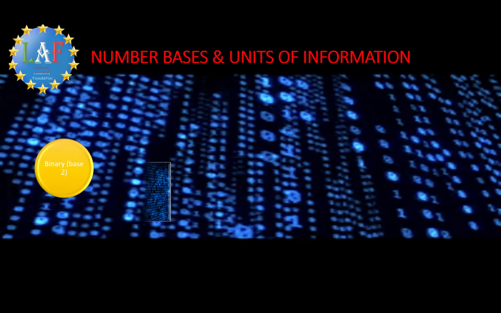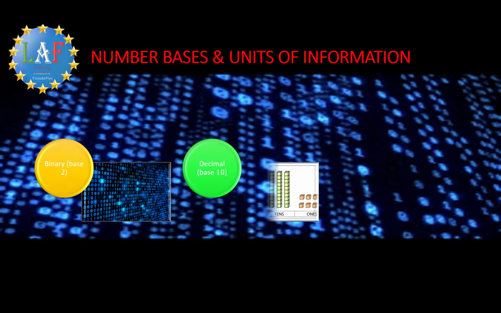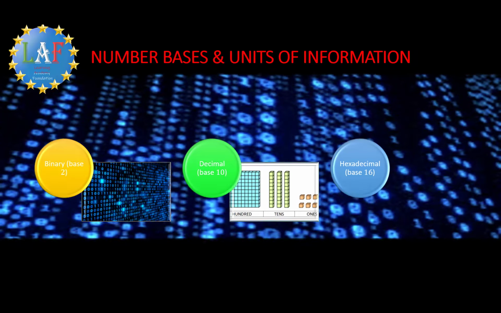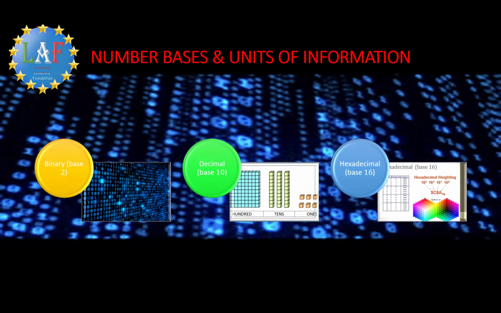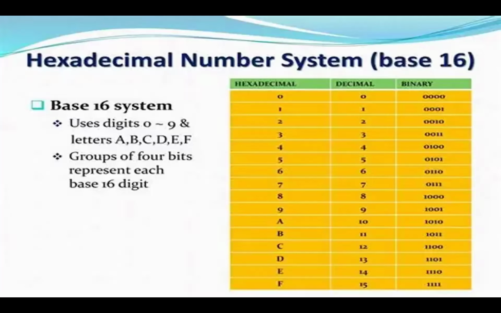And then after binary and decimal, we have hexadecimal in base 16. That's our bridge. Compact, readable, and efficient. The base 16 system uses digits from 0 to 9 and letters A, B, C, D, E, F. Groups of 4 bits represent each base 16 digit.